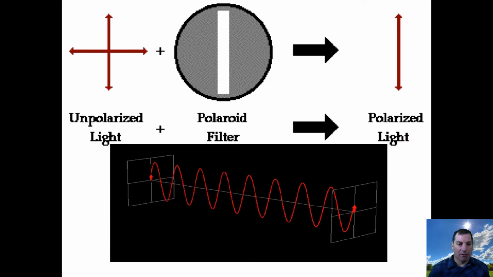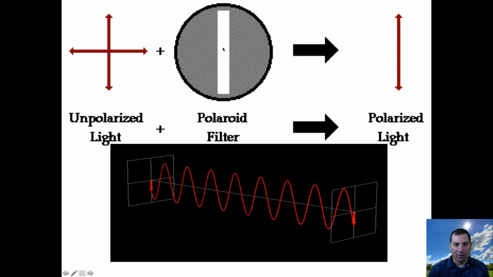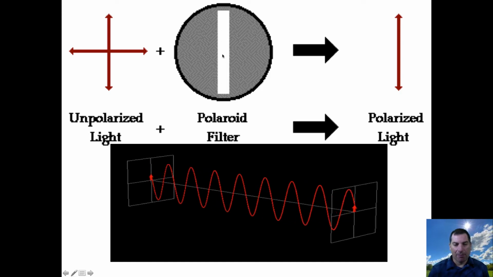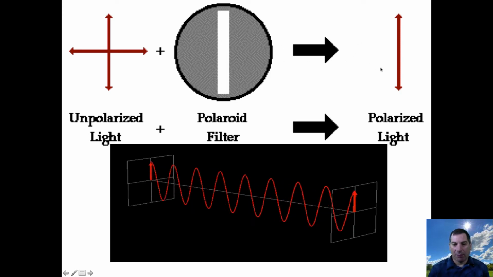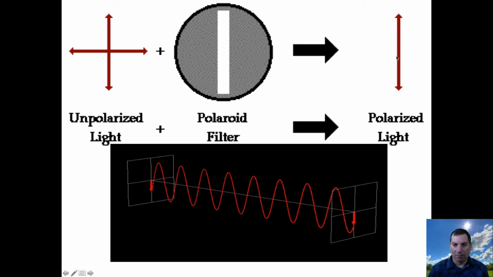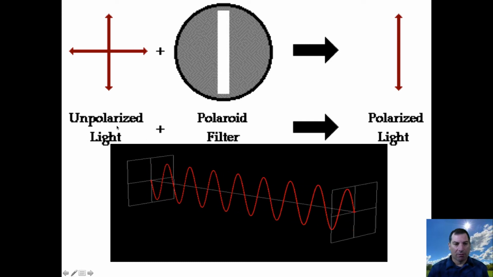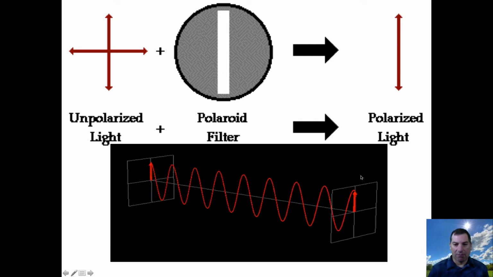Polarizing means you take this light, which is coming in perpendicular, this wave, and you put it through a filter which only has one plane, and when the light goes through, it blocks out part of the wave, and you only get this polarized light, which means it's always vibrating in one direction only. Unpolarized can be in many directions, polarized is only in one direction.